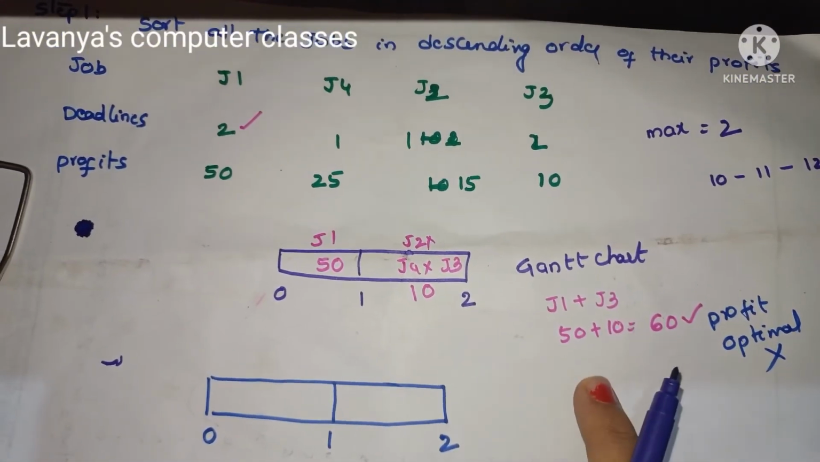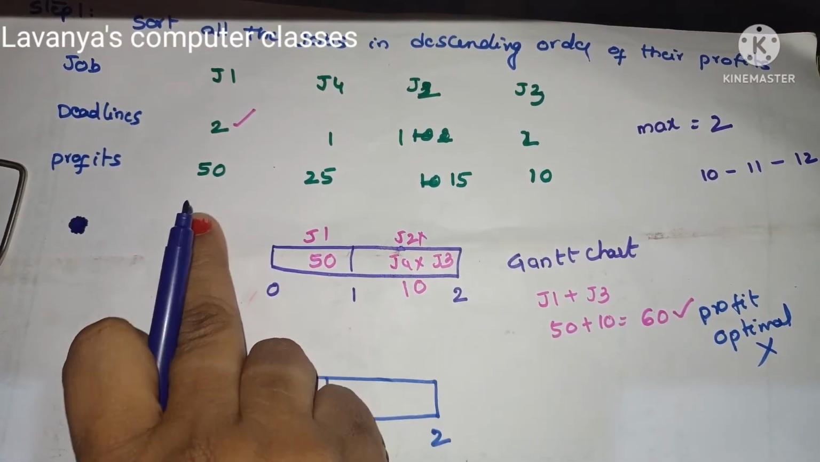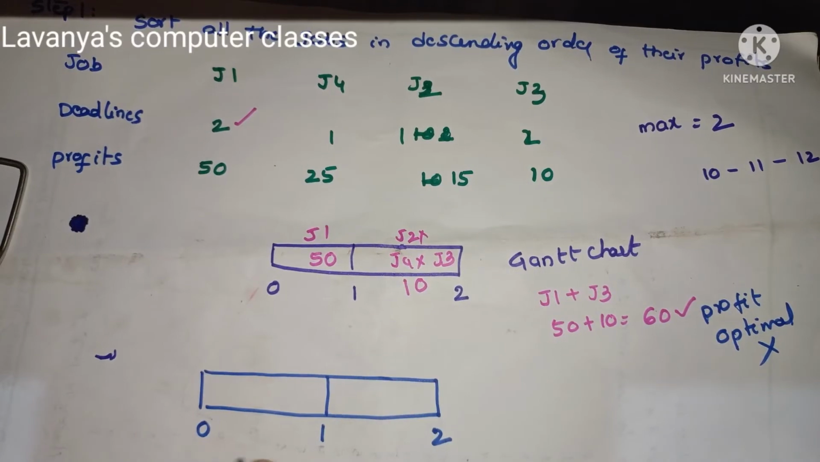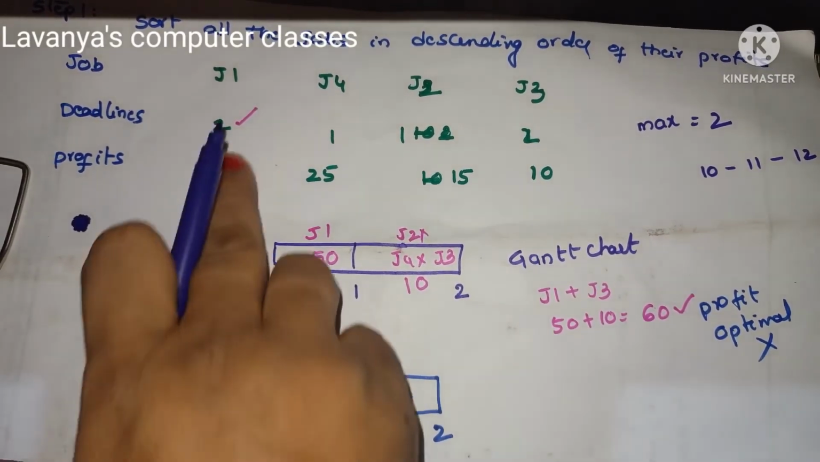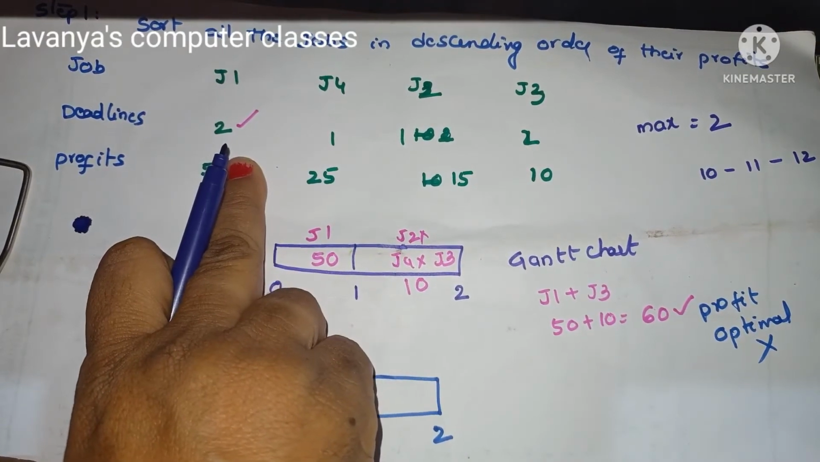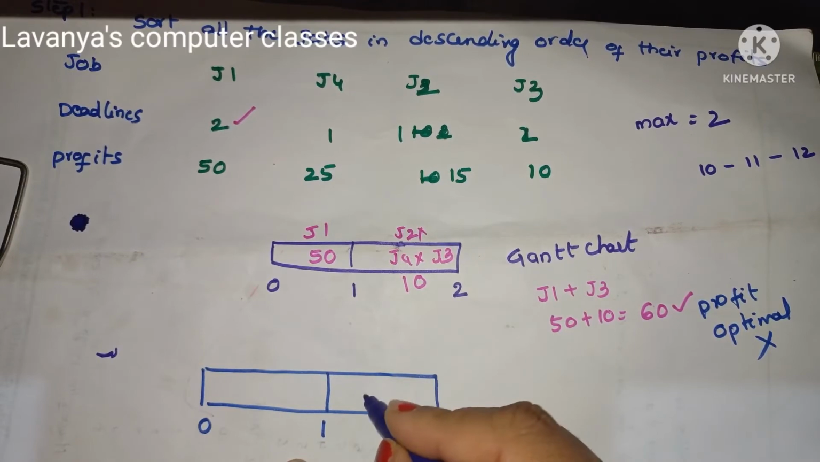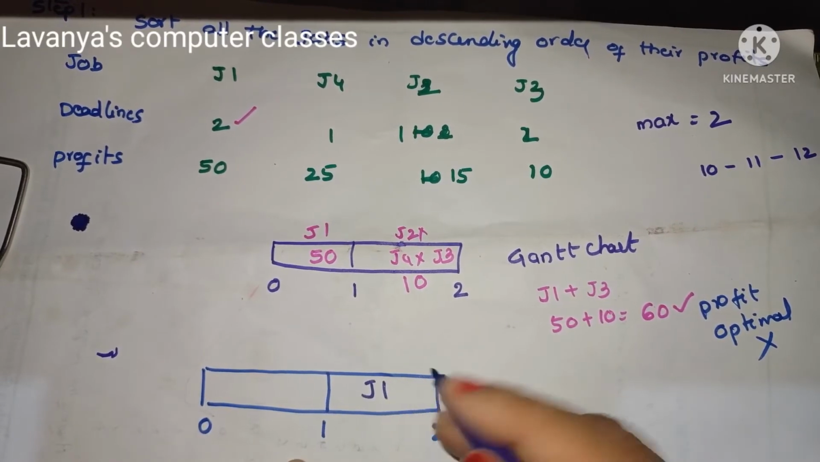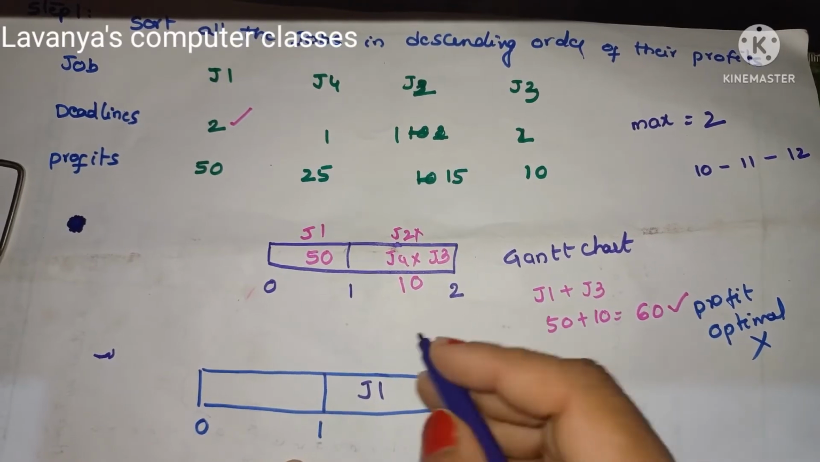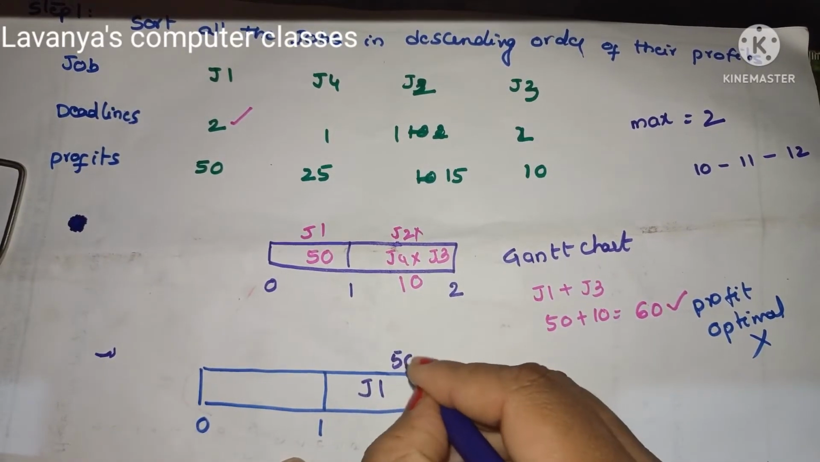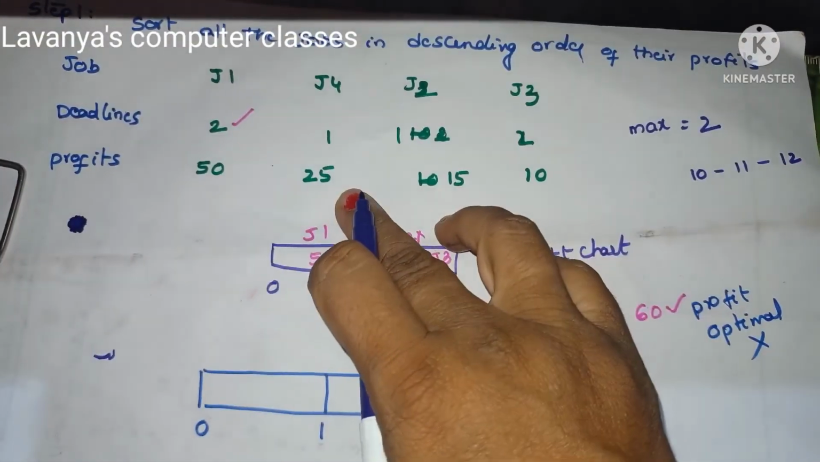According to the greedy algorithm, if a job has the highest deadline, keep it as far from 0 as possible. That means don't select the first 1 hour, because it can wait up to 2 hours. So don't complete it in the first hour. Take the second hour. So J1 is picked and kept in the last 1 hour with the maximum profit 50. Okay, is it clear?